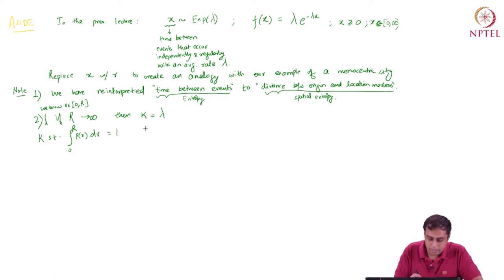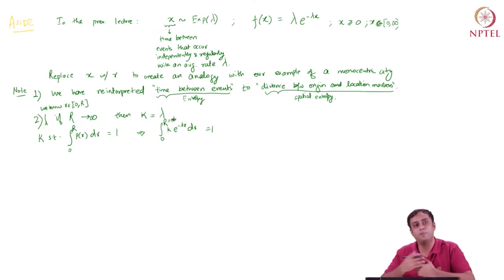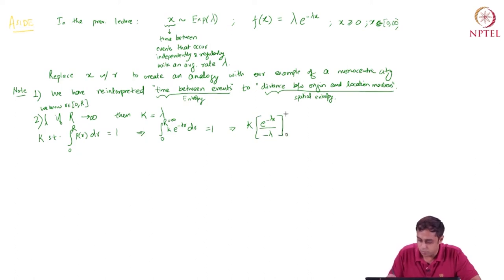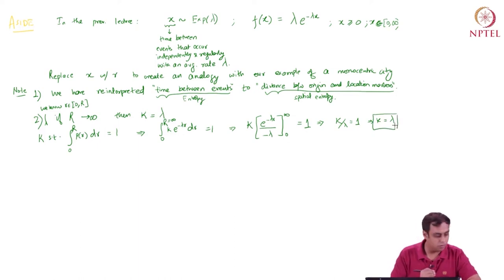1. If I solve this, I get the integral from 0 to r of k times e to the power minus lambda r dr equals 1. Now we are setting r equals infinity, so r approaches infinity, if you want to be exactly correct. If we integrate the left hand side, I get k times e to the power minus lambda r over minus lambda, going from 0 to infinity, and the whole thing equals 1, which simply gives k over lambda equals 1, which implies k equals lambda.